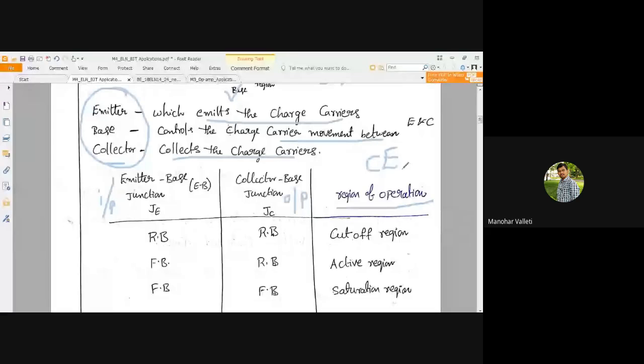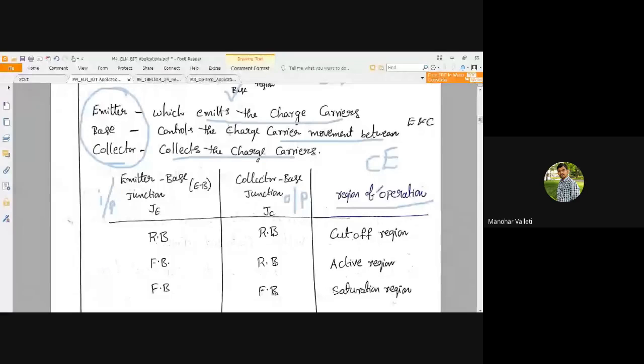The input is applied at the base. The output is taken at the output. This is the regular way of connecting the transistor in the circuit. In the common emitter configuration, there are three regions of operation.